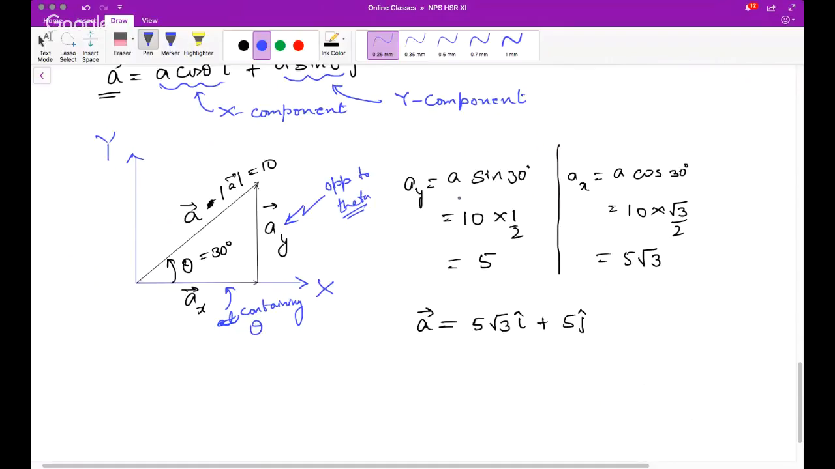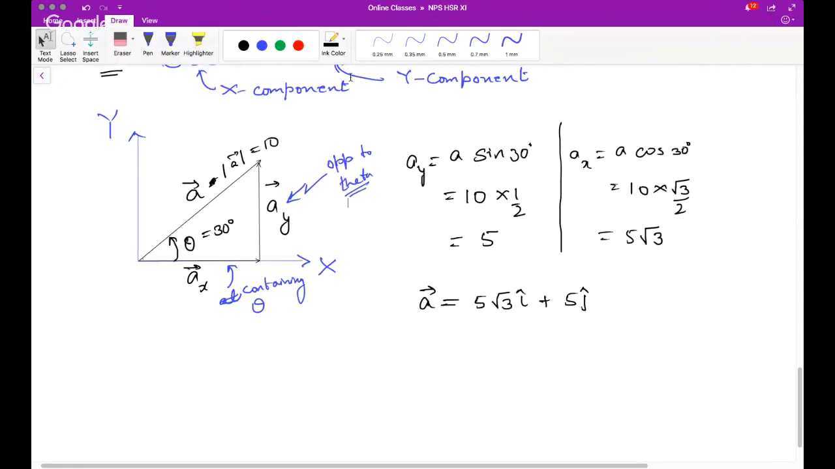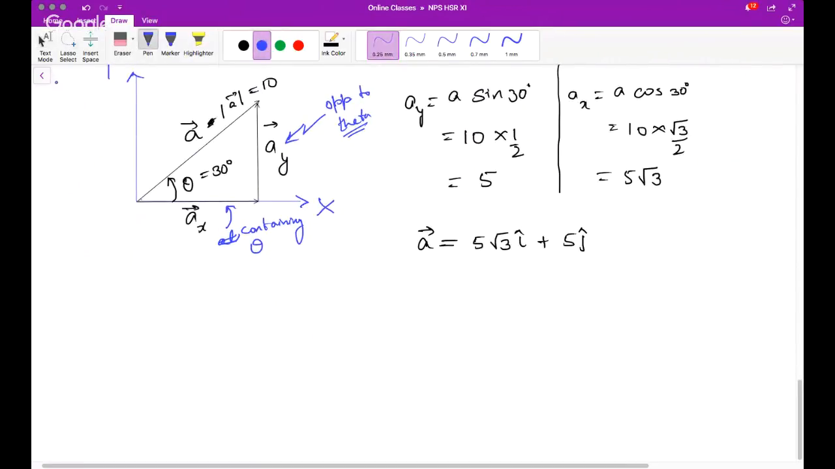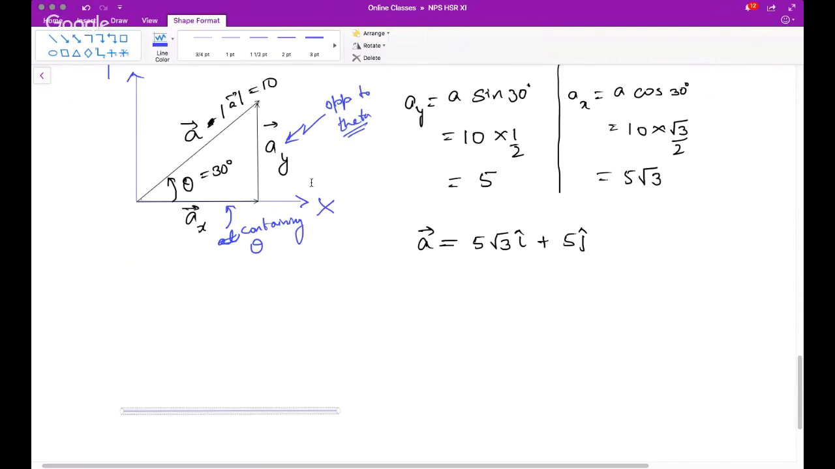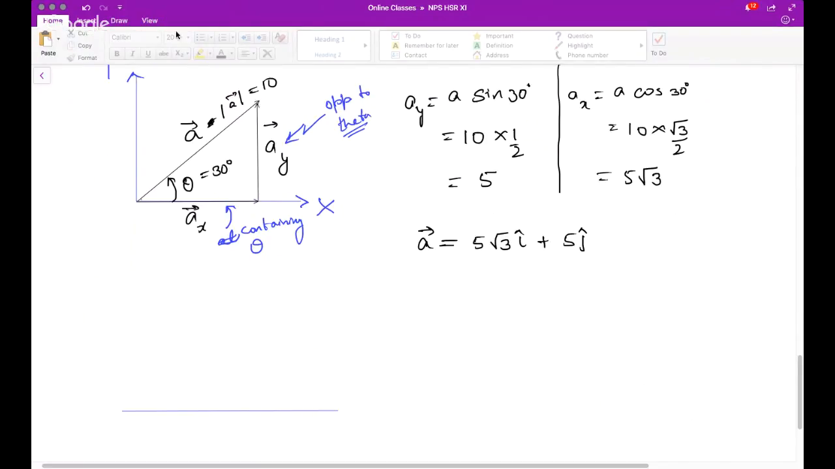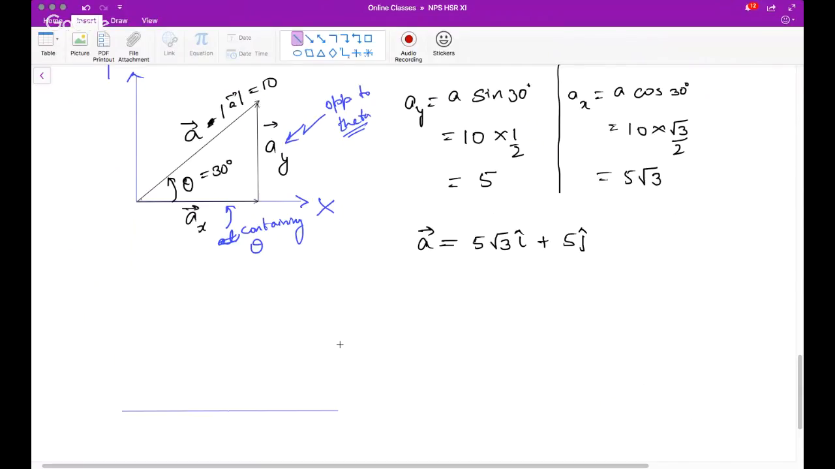Now, where do we use all this? It will be used a lot in, let's say, projectile motion, or when you do Newton's laws and draw free body diagrams. So let me take a practical example and make you understand how this works. Let us take a case: we have an inclined plane.